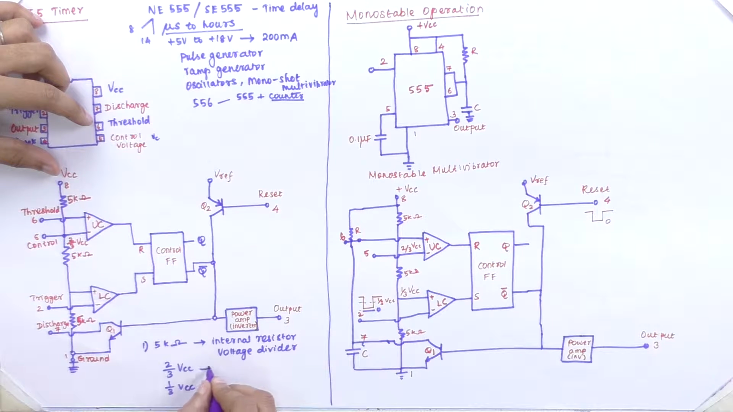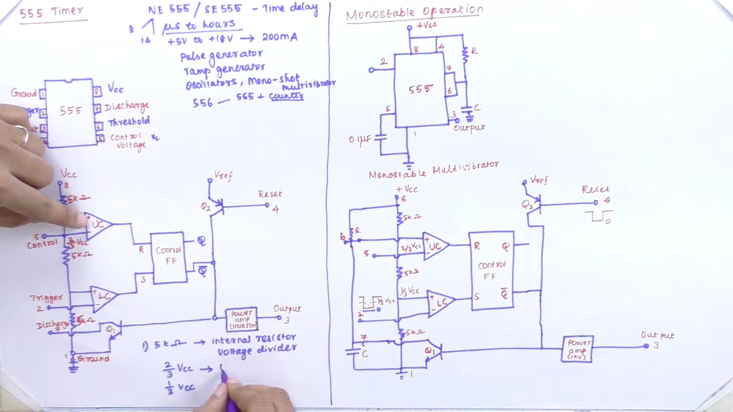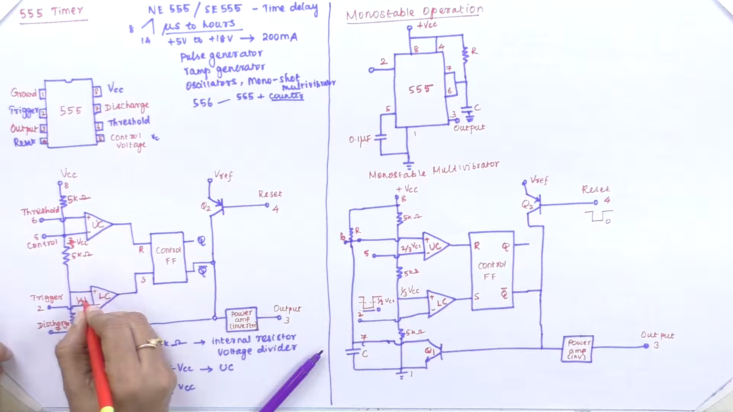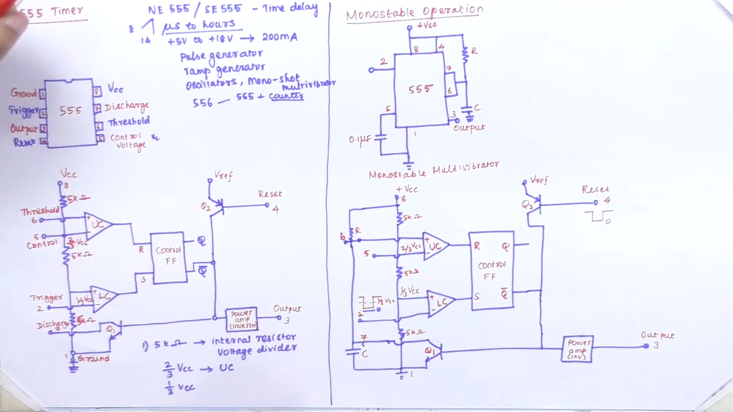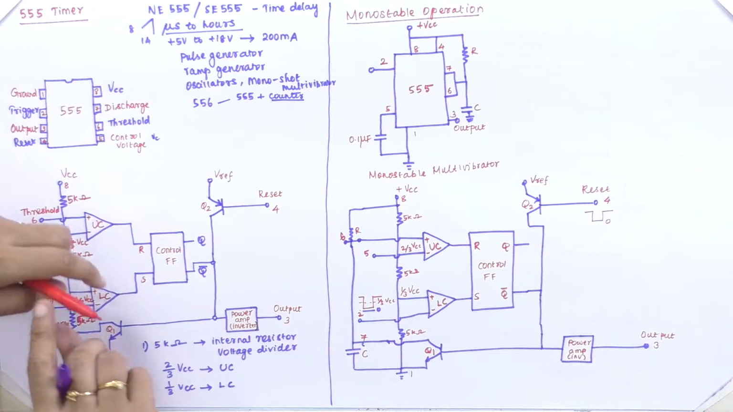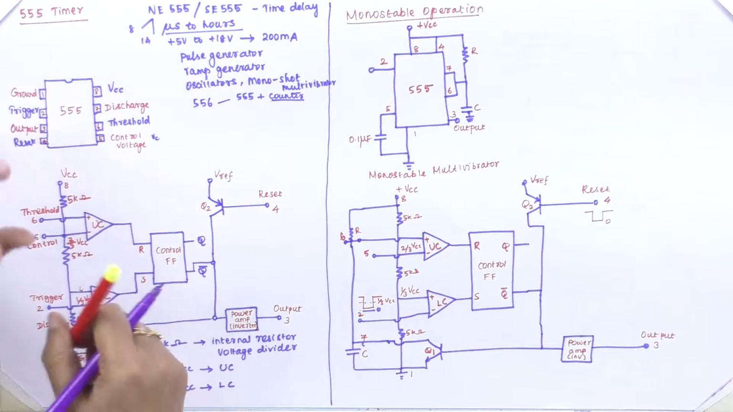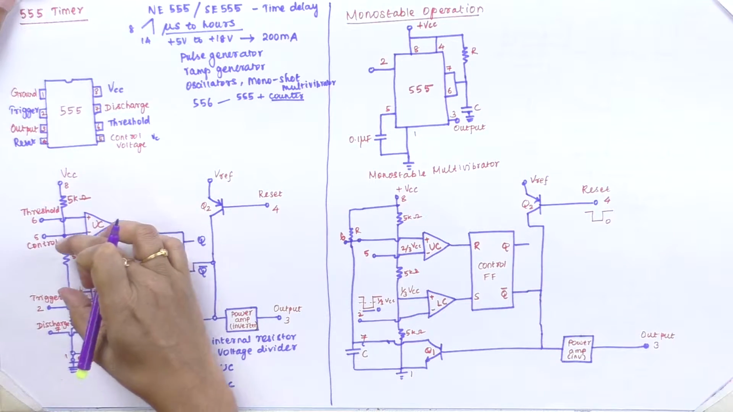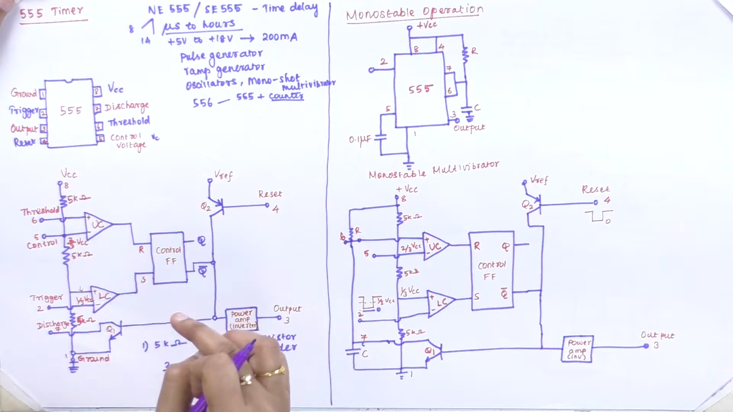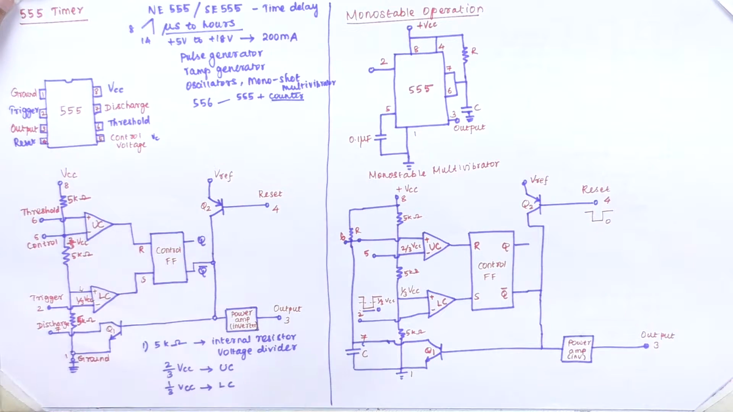So this 2/3 VCC is given to the upper comparator, and 1/3 VCC is connected to that lower comparator, and we are going to make up with this trigger voltage. This is nothing but the 1/3 VCC. In between, the voltage we have is 2/3 VCC. Here it is 1/3 VCC that is applied to that lower comparator. So this is the first thing.